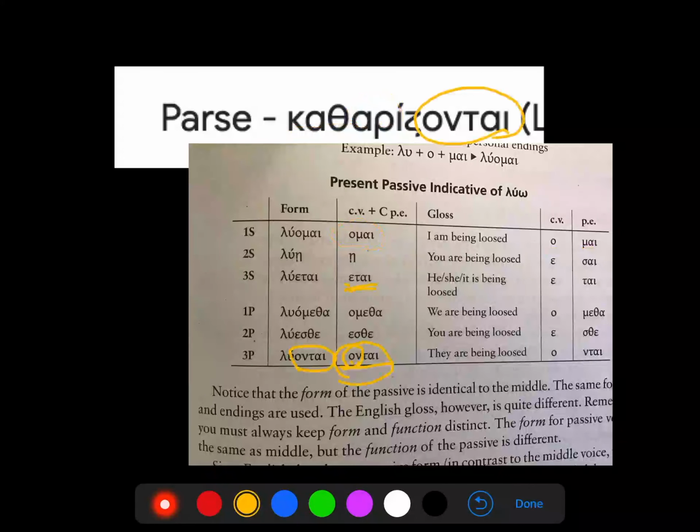And katharidzo is to make clean. So the third person plural would be something like, they are being made clean. Again, when they are being made clean, the they are not the ones who are performing the action. The action is being done to them.